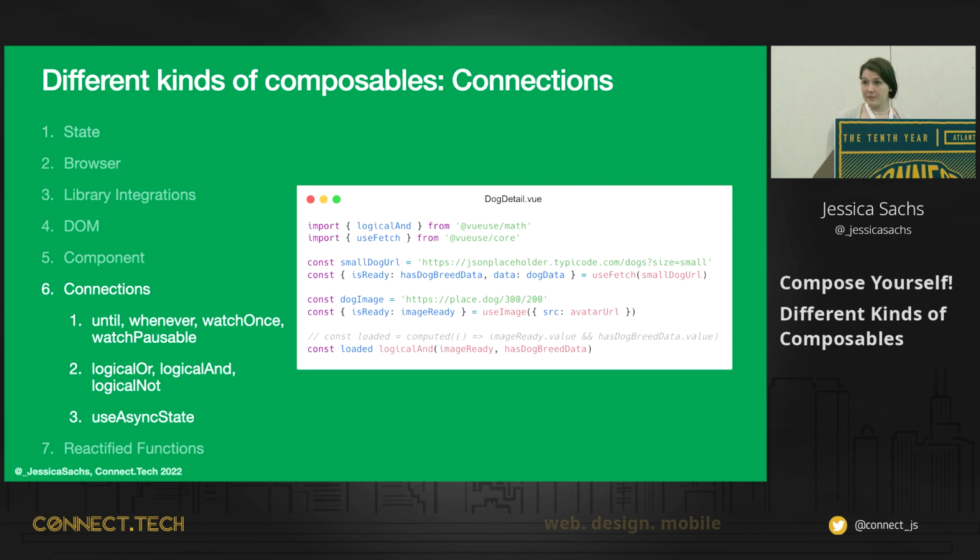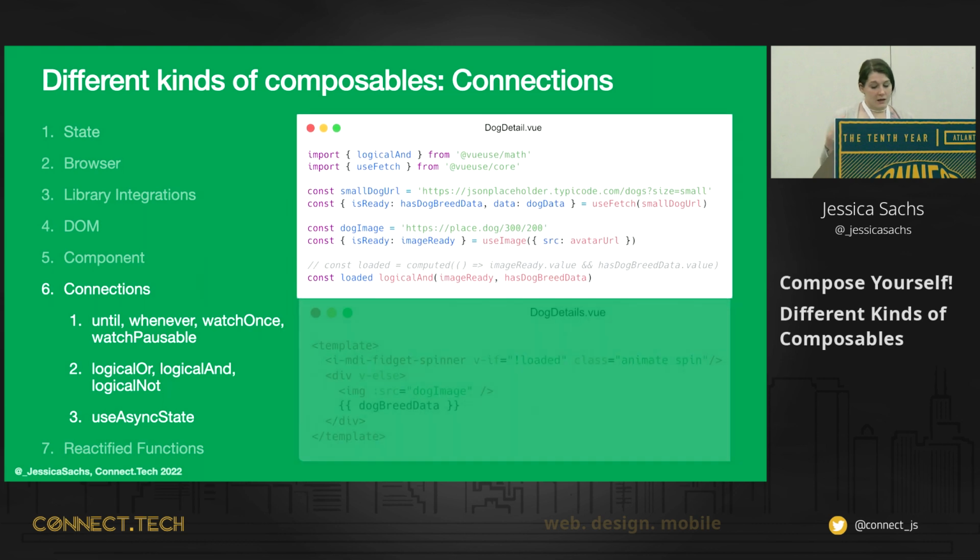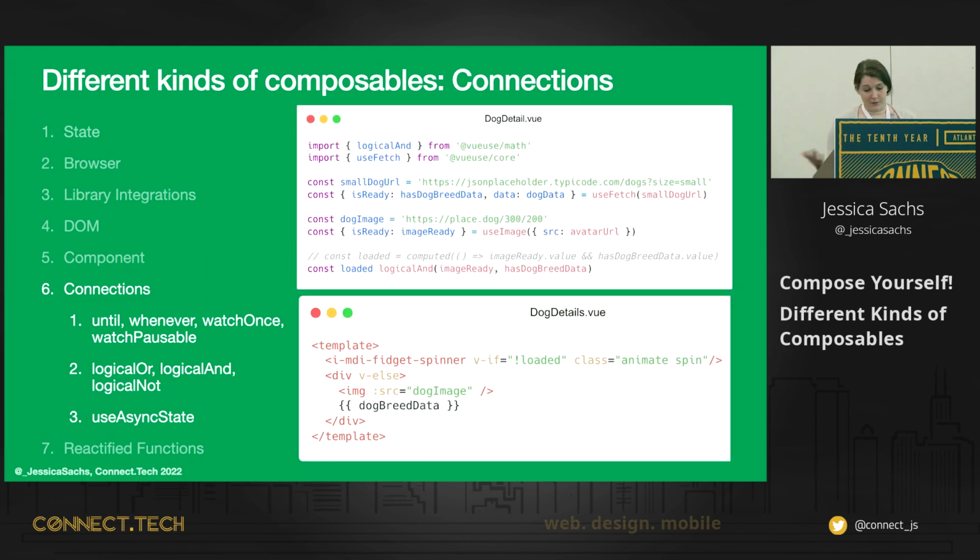Logical and is doing that. It also handles a maybe ref, so it doesn't care. It'll make sure that it grabs the value if it exists. It'll treat it like vanilla data if it's not a ref or a reactive. That's very convenient. And then here we go. Here's our template code. Until we're loaded, make a spinner. Otherwise, show a dog with the dog breed data. I'll leave that up for a second.